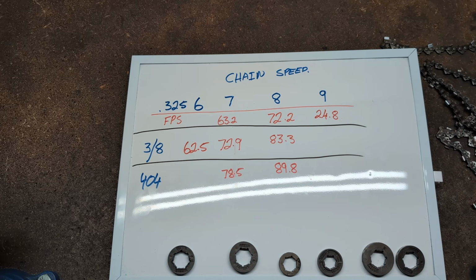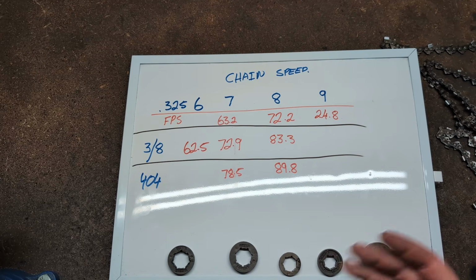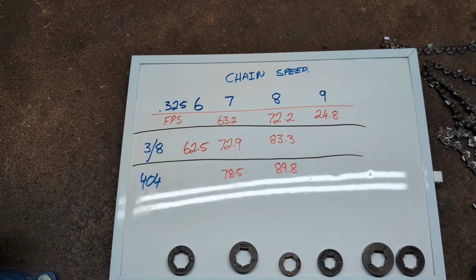So that's the interaction of chain pitch and the rim sprockets to create the actual chain speed, the gearing that we're running on the saw. You can play with all of these things. Some people prefer the feel of that very high chain speed.